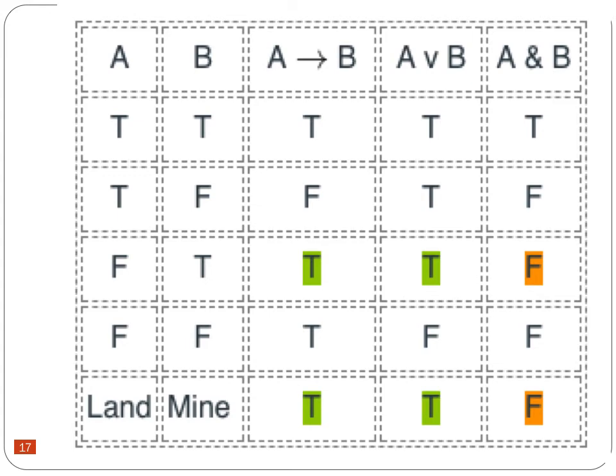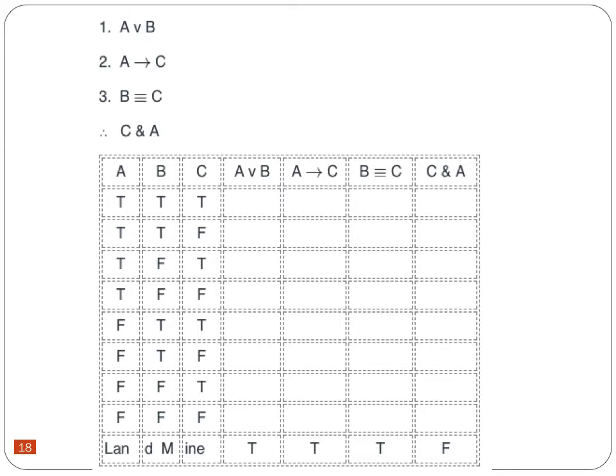Okay, let's go to an argument where there are 3 atomic sentences. We don't just have A, B, we have A, B, and C. And so for this, we need an 8-row truth table. And I'm just talking about the 8 combinations of T's and F's. So we could have a row where all 3, A, B, and C, are all true. We could have a row where A, B, and C are all false.